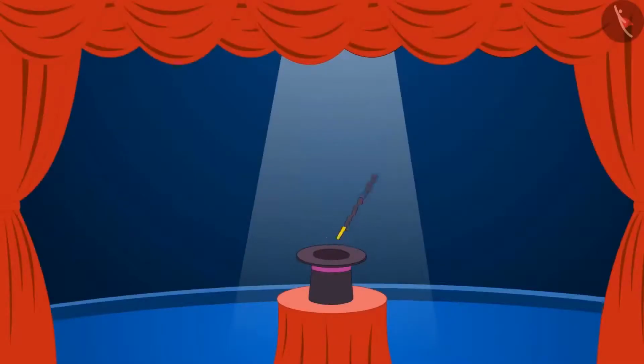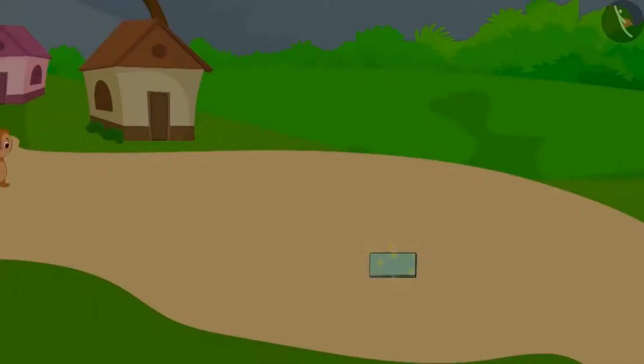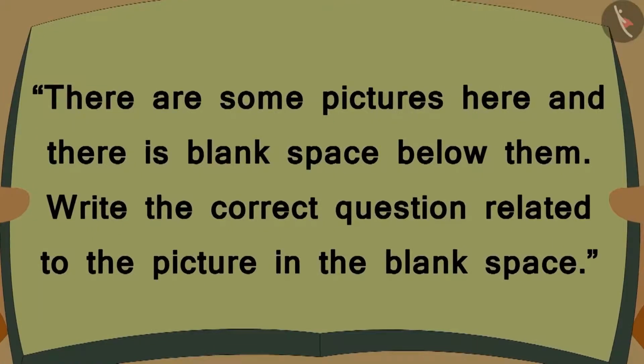In the last lesson, we learned when to use addition or subtraction in puzzles. In this lesson, we will learn to create questions with addition and subtraction. One night, Chanda was returning from her shop. She found a book on the way. In the book, it was written, "There are some pictures here, and there is a blank space below them. Write the correct questions related to the picture in the blank space."